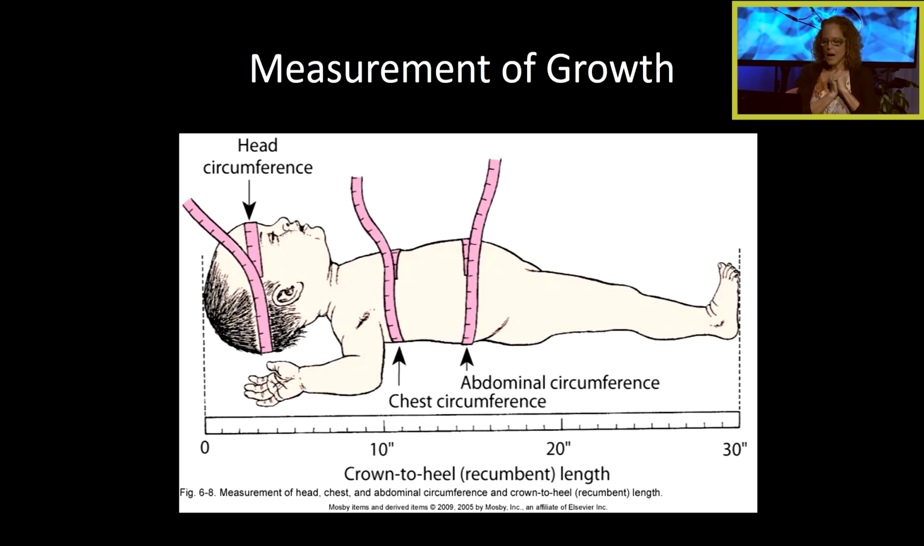Here we can see this crown to heel type of measuring that we do, and we measure an infant's length. We measure from the top of the head to the heel, so from crown to heel, and then also head circumference you can see being measured here. This is right around the crown, right above the ears. And also, in some cases, chest circumference and abdominal circumference may be measured, but normally it's just head circumference and crown to heel or recumbent length.